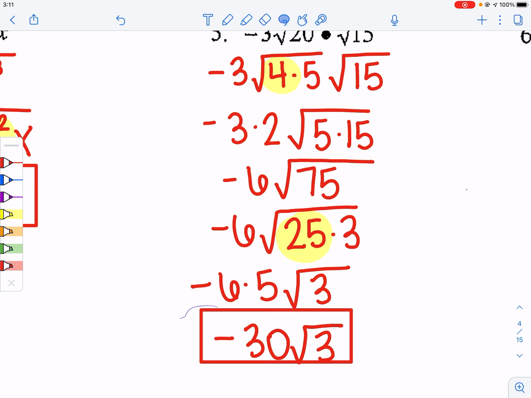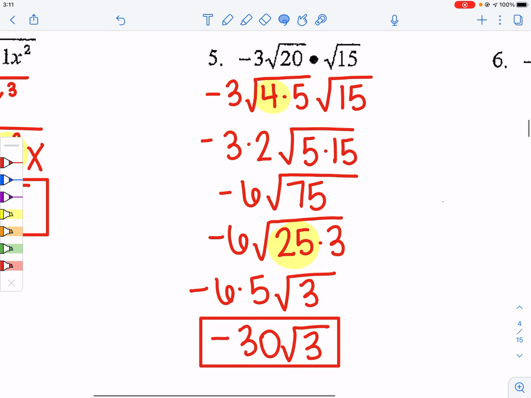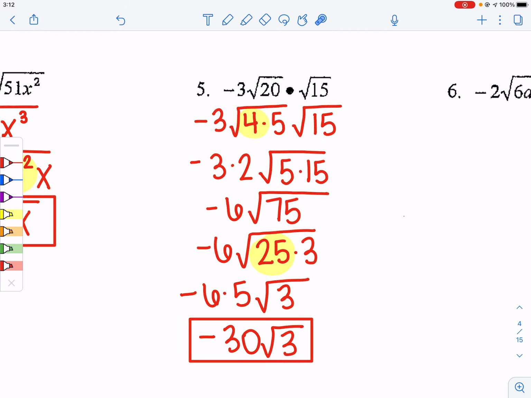All right. And again, you don't have to do it this way. Like I just took care of the 20 first, and I split that up into 4 times 5. At the very beginning, you can do 20 times 15 and get 300, and then split up the 300 into 100 times 3. So you'll get the same answer no matter which way you do it.